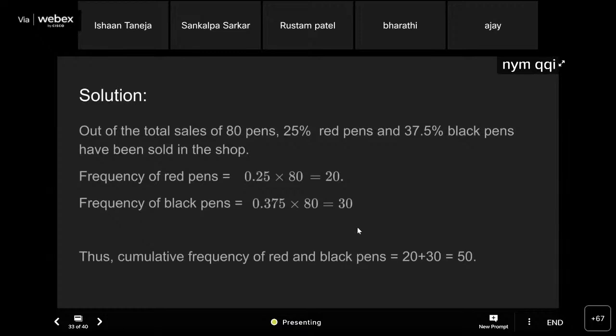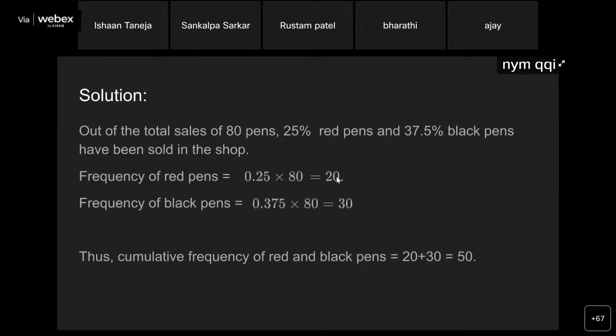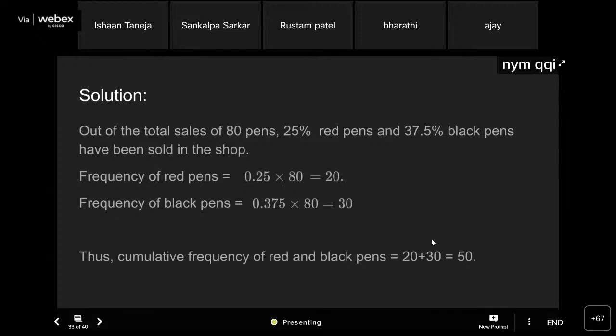Because here also we are doing the same thing. If you notice 0.25 times 80 plus 0.375 times 80, you can take 80 common from the two, right? And just add. So it's one and the same thing.